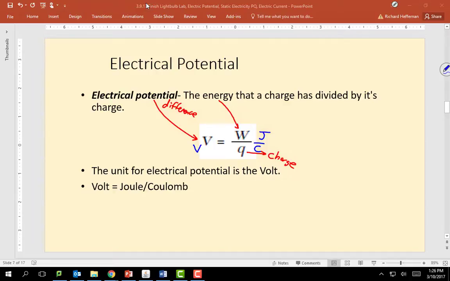So this V stands for electric potential, and the unit for it is V, the volt. So V, just keep that in mind.